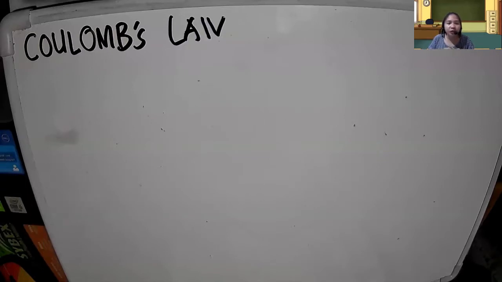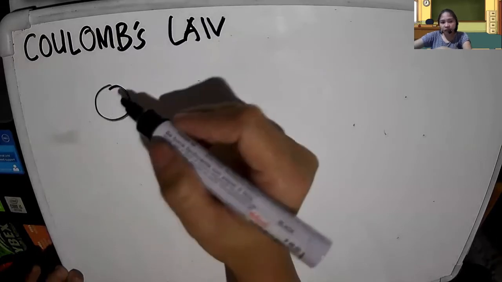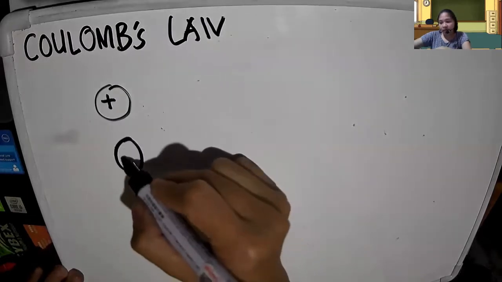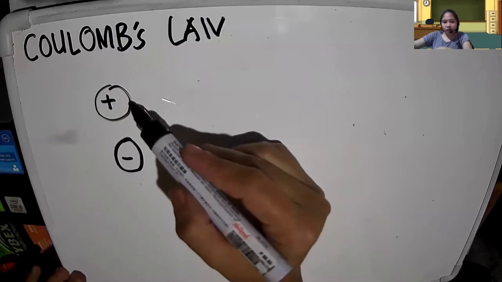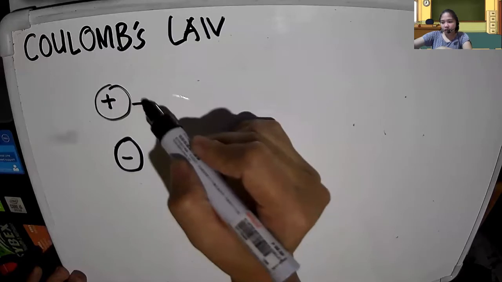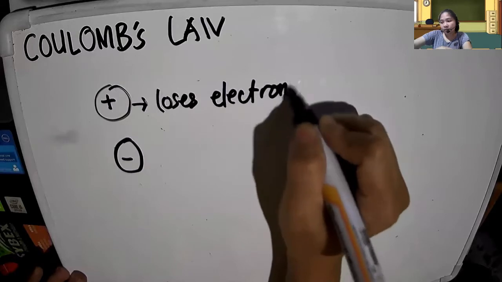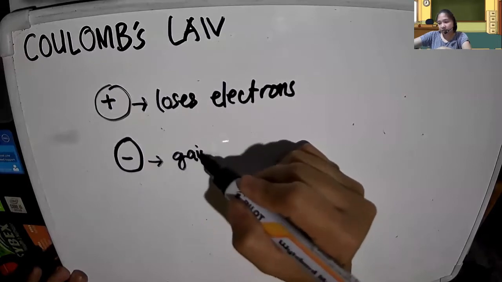So, in electrostatics, we learned that when an object gets an imbalanced charge, it will produce static electricity. When I say imbalanced charge, that refers to the object gaining electrons or losing electrons. So, the object can be positively charged, or the object can also be negatively charged. When the object becomes positively charged, that means that the object loses electrons. And when the object becomes negatively charged, that means that it gains electrons.